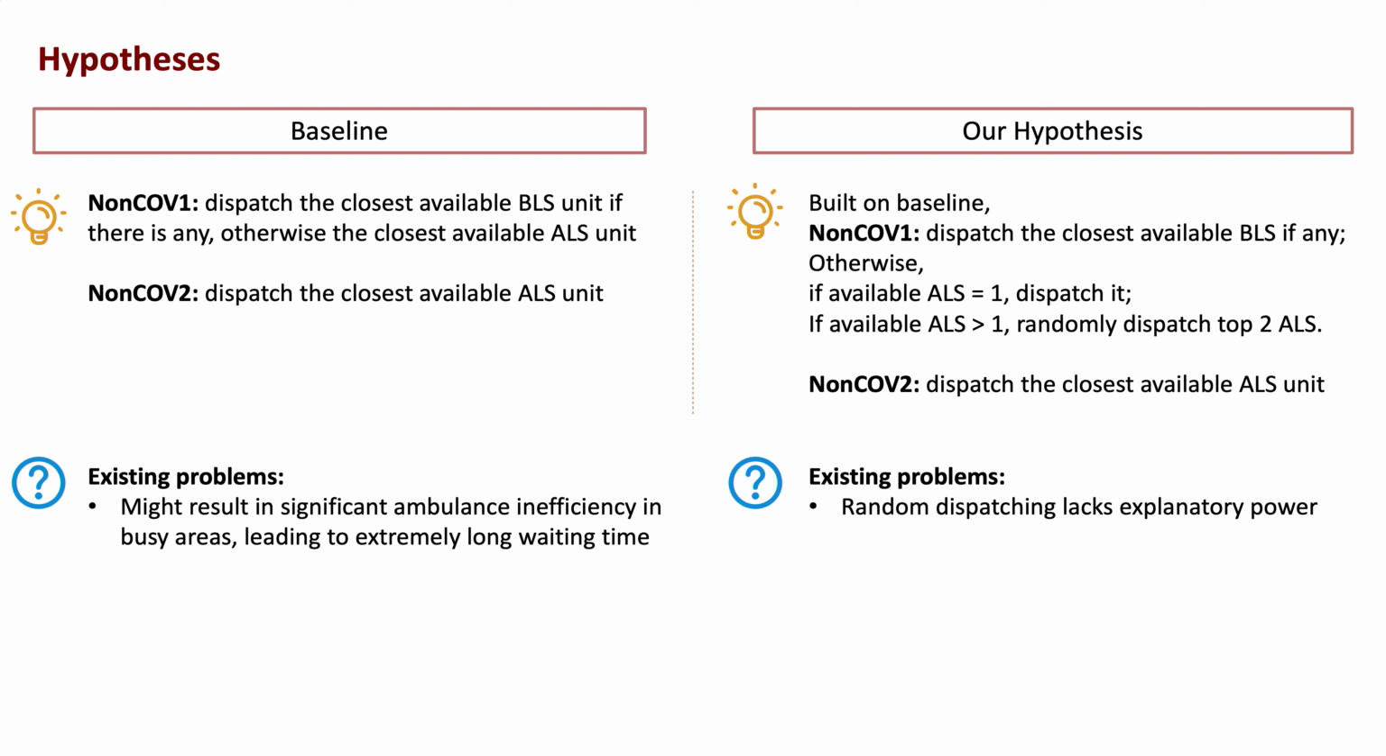Therefore, built on the baseline model, we suggest another policy. This time, we still dispatch the closest available ALS unit for non-COVID-2. Well, for non-COVID-1 patients, we dispatch the closest available BLS, if any. Otherwise, we dispatch the ALS if we only have one ALS left. If we have more than one ALS available, we randomly dispatch one of the top two ALS. This is for the purpose of preventing no close ALS for severe emergencies, but the randomness provides less explanatory power.